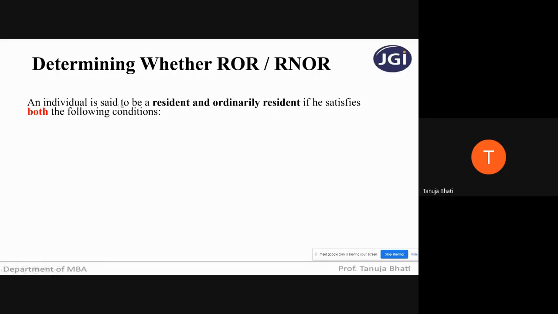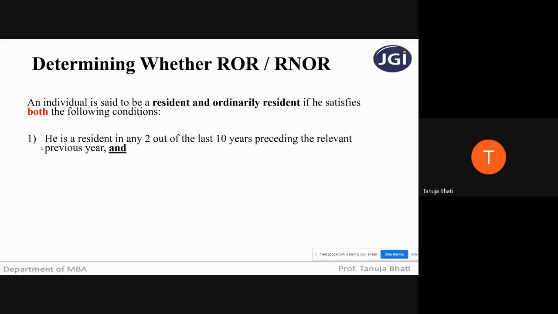An individual is said to be a resident and ordinarily resident if he satisfies both the following conditions. These are two more conditions, called additional conditions. Additional conditions are applicable only once the status is resident. Obviously, once the status is non-resident, you're not going to check the additional conditions. So these two conditions will be applicable only if the status is resident.